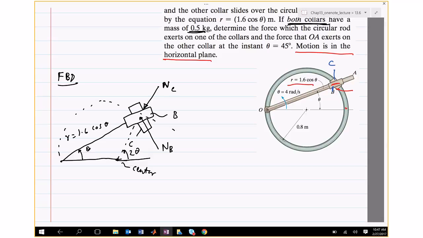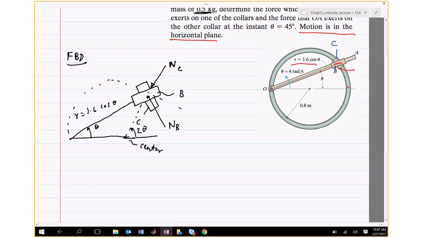Okay, so are there any other forces? There's no gravity, so those are the only 2 forces. So given that, we have to just solve for the N. So all I need to do is write the equations of motion. Okay, so let's try to first draw the coordinate frame. That will make it easier to write the equations of motion.